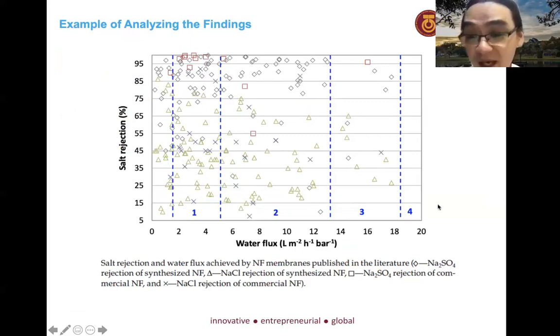we want to tell people that in this region, basically no one can achieve region 4. And most of the data, what they are able to achieve is region number 1. When it comes to region number 2, they get a lot of water flux coming out, but it compromises the selectivity. So we analyze. I hope you understand what I want to tell you here: you can summarize, and you can also further analyze the data.